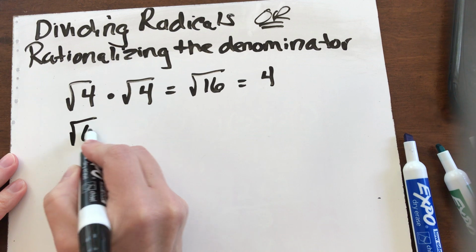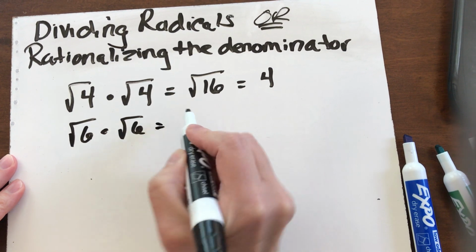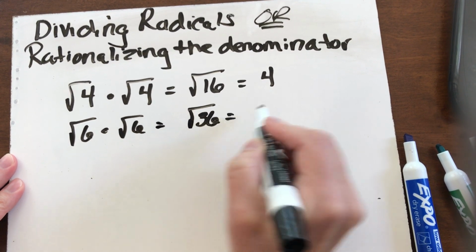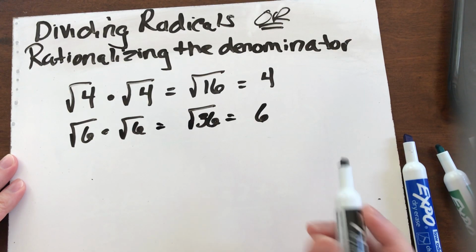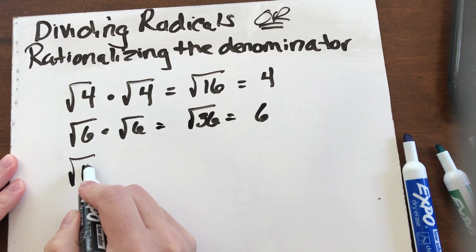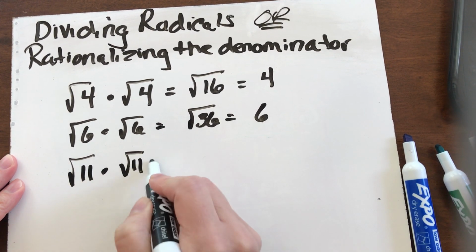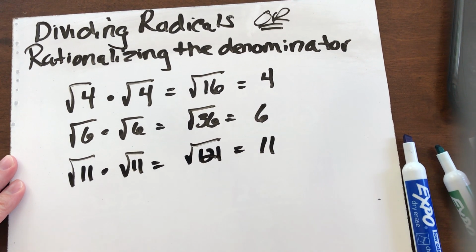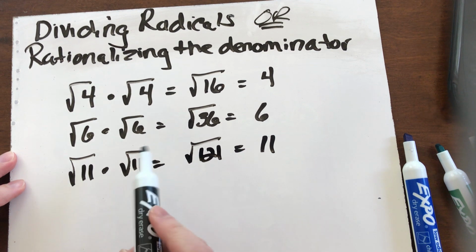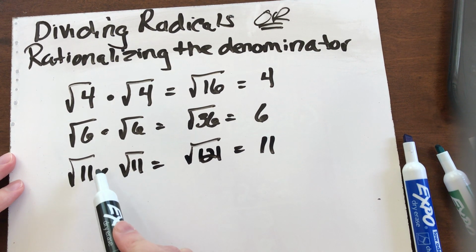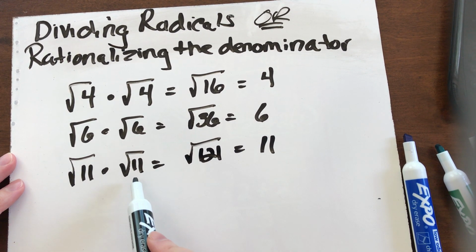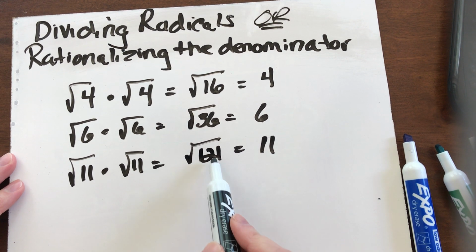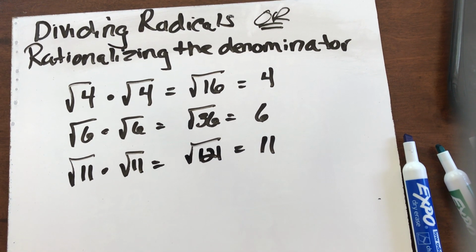For example, the radical of 6 times the radical of 6 would be the radical of 36, or square root of 36, which is 6. If we have the radical of 11 times the radical of 11, that would end up being the square root of 121, which is 11. So if you think about it, the way to get rid of a radical sign is to multiply it by itself, and it'll turn into a perfect number, which means you can take the square root of it.